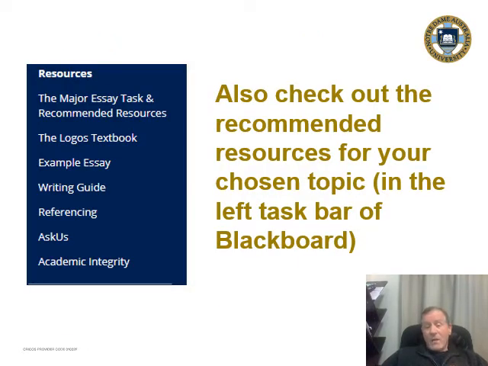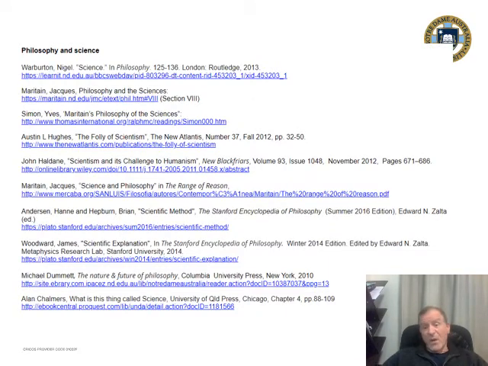The other place where you can find useful information of an academic quality is in the recommended resources. So you'll find this in the taskbar on the left of Blackboard for Logos. And there it is, you just click on recommended resources. You'll find there are more resources for some topics than others. One example of a place where you'll find plenty of resources there is in the topic of philosophy and science, where there are actually 10 linked resources there. And bear in mind, you're only required to use 2 to 4 other sources for this essay.